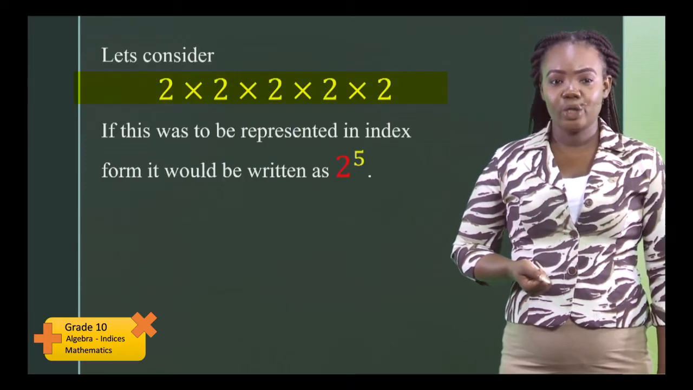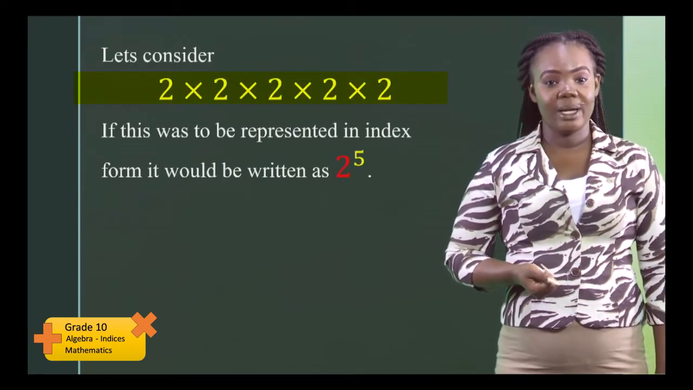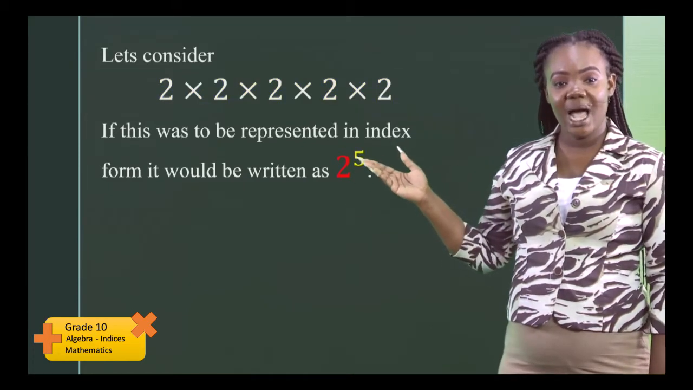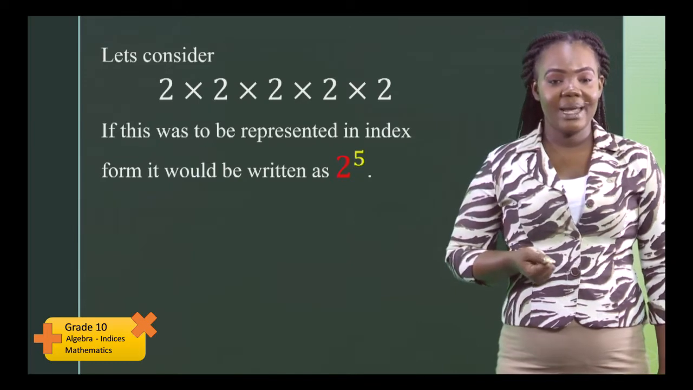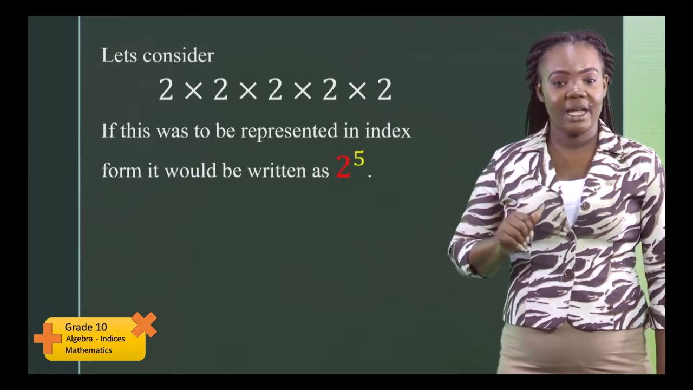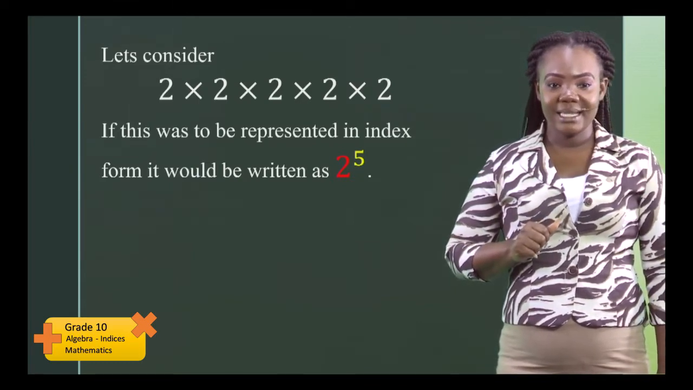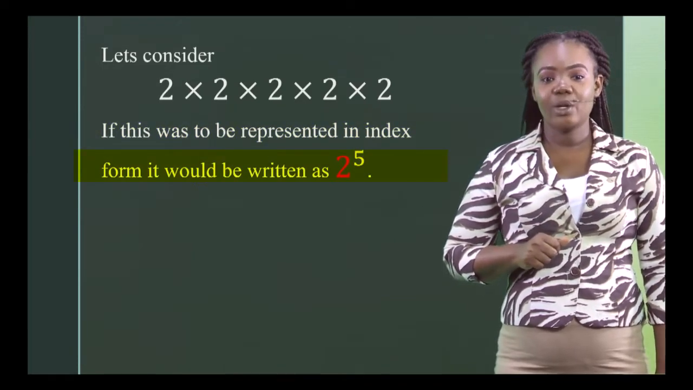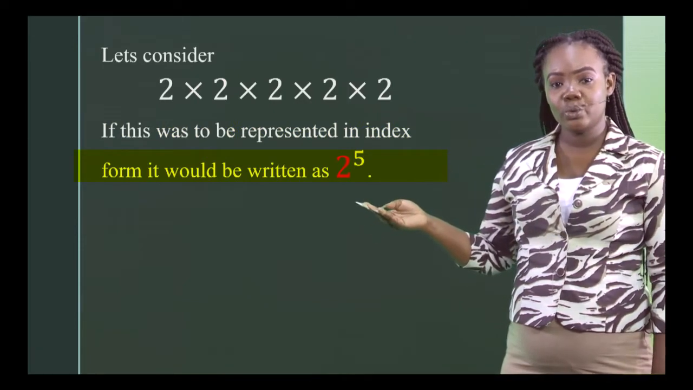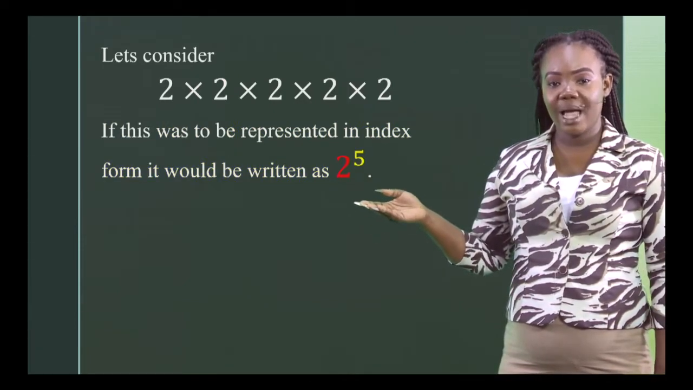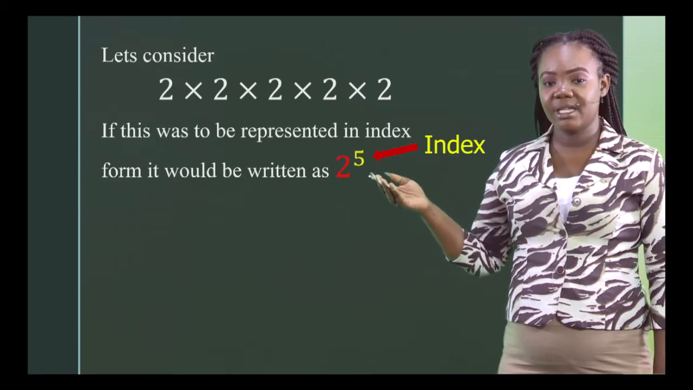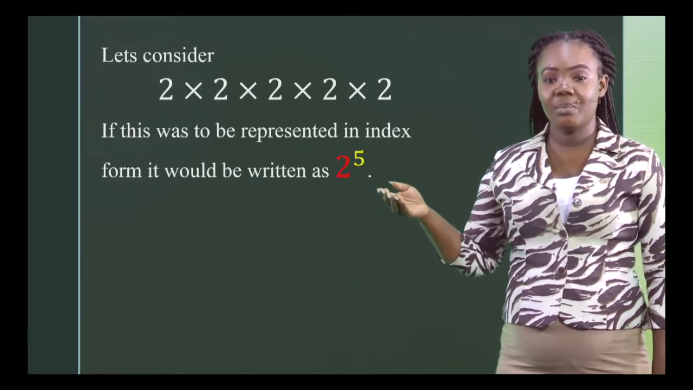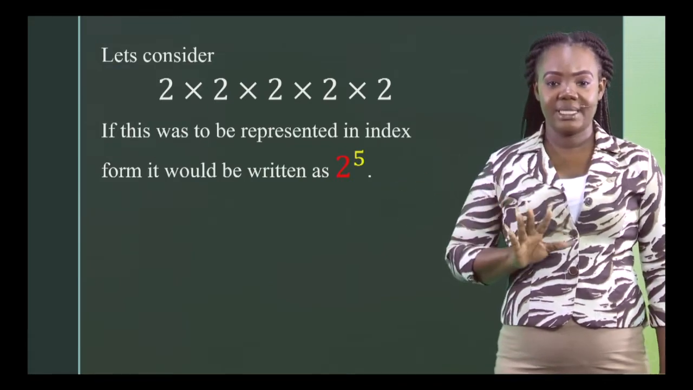Now let's consider 2 multiplied by 2 multiplied by 2 multiplied by 2 multiplied by 2. Here we can see we have the number 2 being multiplied by itself a total of 5 times. Since that is the case, if this was to be represented in index form, it would be written as 2 to the 5th power, whereas 2 is our base and 5 is our index. What this is saying is that 2 is multiplied by itself 5 times.